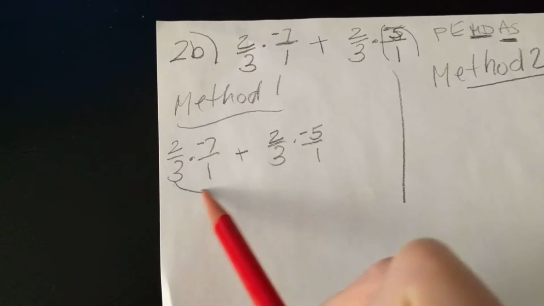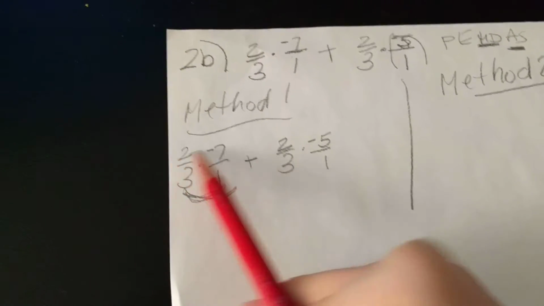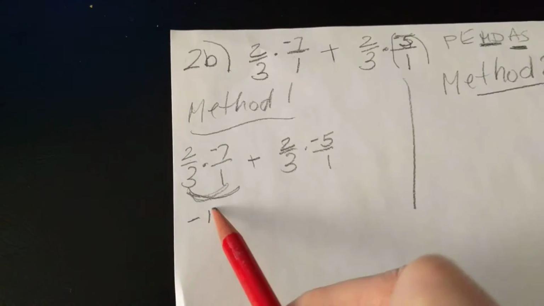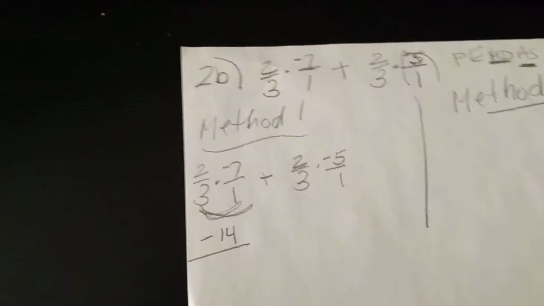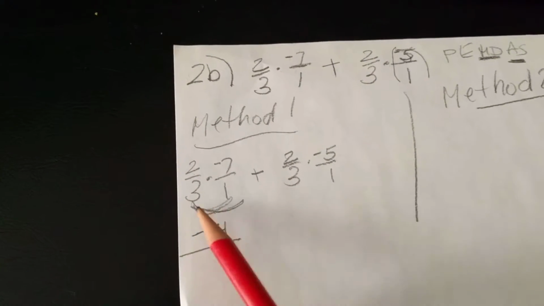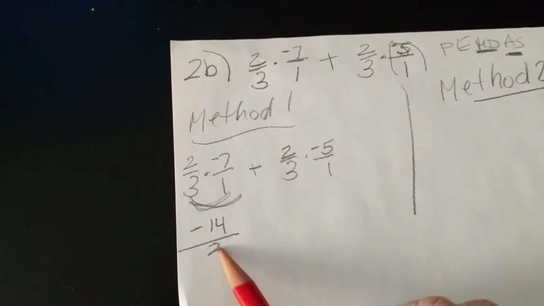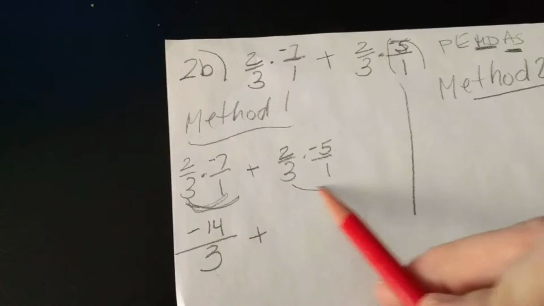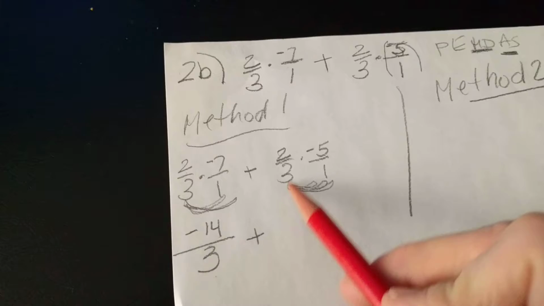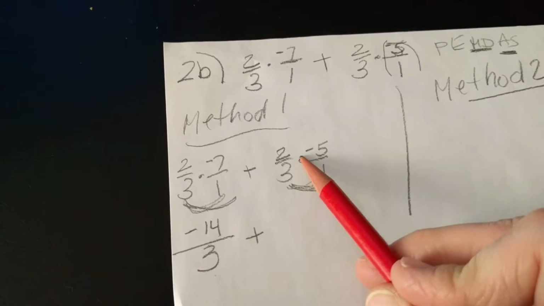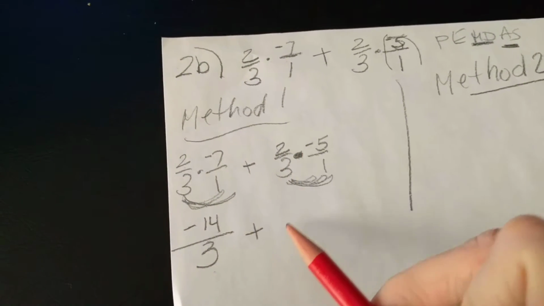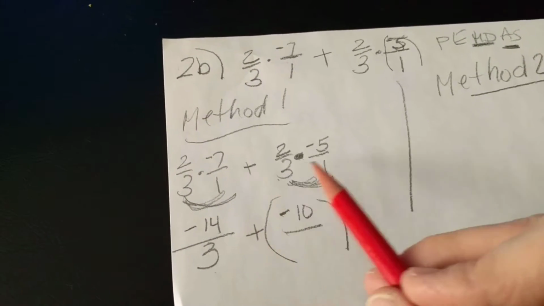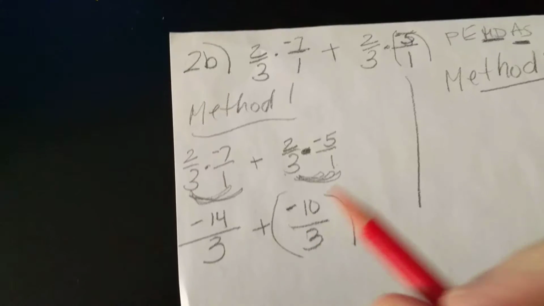So in multiplying fractions, I'm going to do this part first. You just go straight across. So 2 times negative 7, negative 14, and 3 times 1 is 3. So I get negative 14 over 3. Done. Plus, now I'm going to multiply these two. 2 times negative 5, this is my operator, is negative 10, and 3 times 1 is 3.